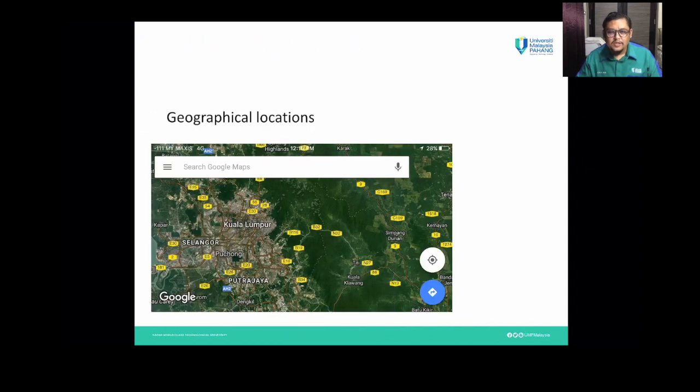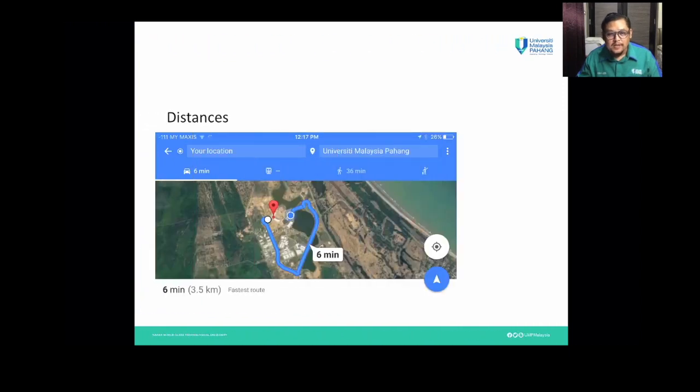Right. Another one is geographical locations. If you can see numbers plotted down, for example, like C169, B19, and all this is how people quantifying maps. Another one is distance. So how can we quantify distance? Right. We can quantify distance by looking at the 3.5 kilometers. Or sometimes we can even actually quantify in terms of minutes.